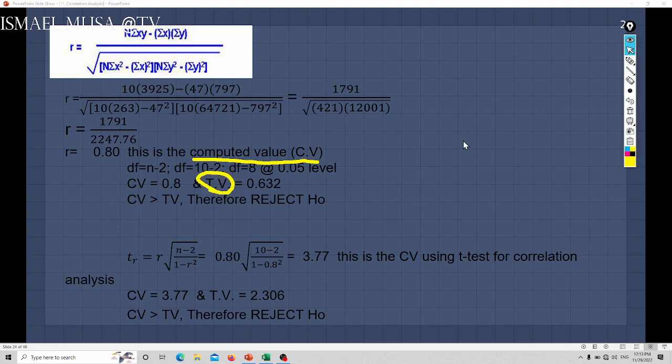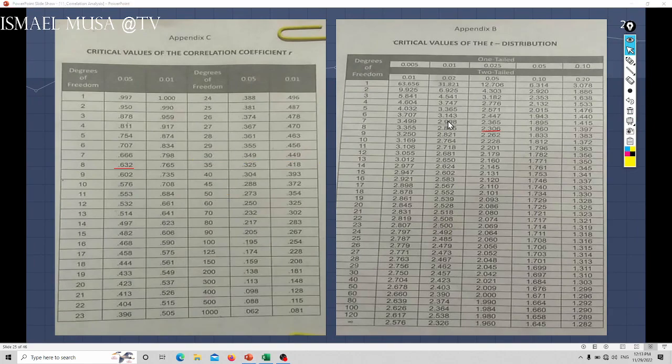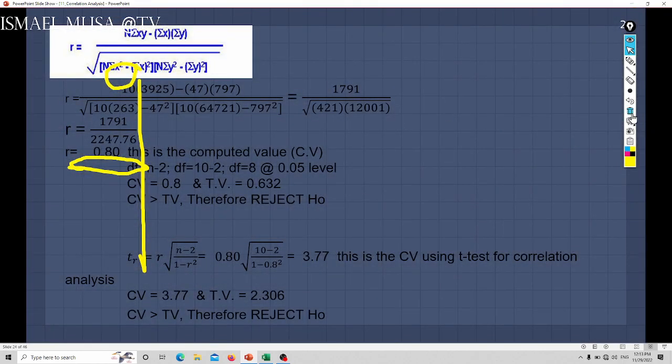Now, to find the tabular value, all you have to do is use the ready-made table. This is official. Now, at alpha 0.05, there is the intersection. The intersection is 0.632. So that is your critical value for R. You follow? So that's why we have 0.80, and the tabular value is 0.632. Now remember, our step number 6.1, if the computed value is greater than the critical value, we reject the null hypothesis. Did you follow? Very good.